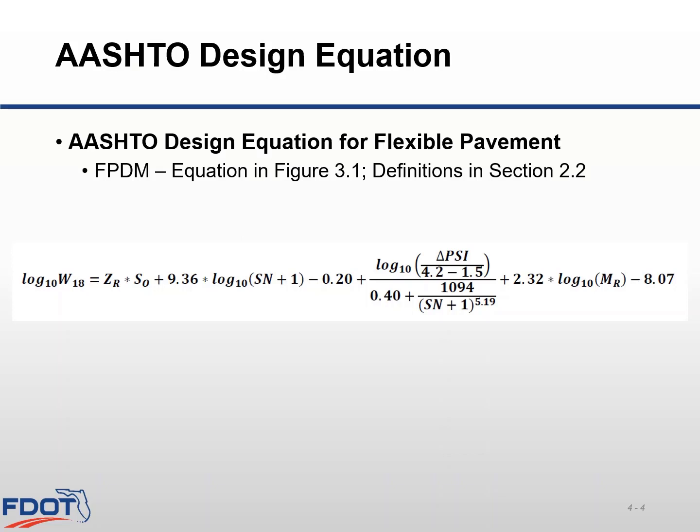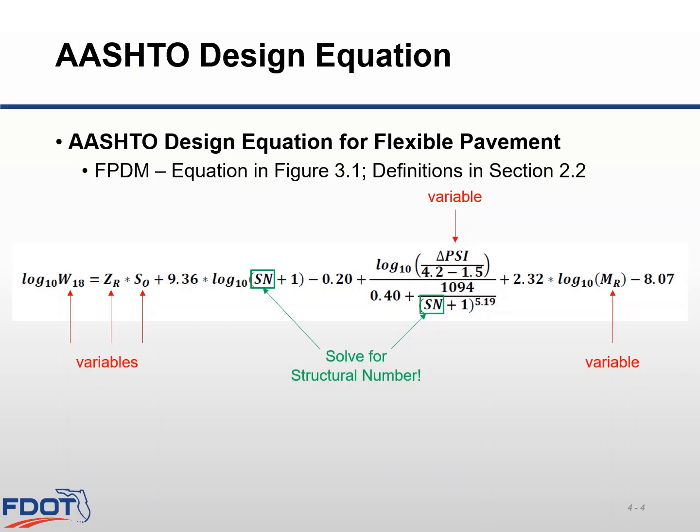You can find this equation in the Flexible Pavement Design Manual in Chapter 3 in Figure 3.1. As you can see here, this is a busy equation with lots of variables. It looks a little hard to pick out exactly what we're solving for, which is the structural number here. So let's take a look at these variables and make this equation a little less daunting.